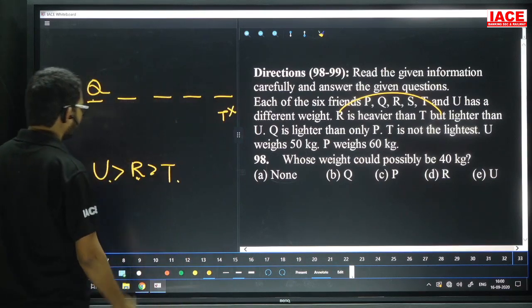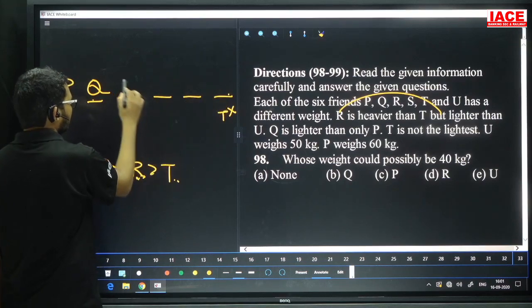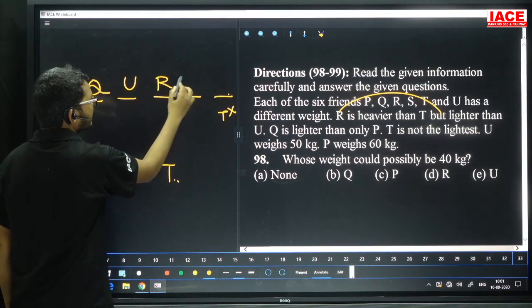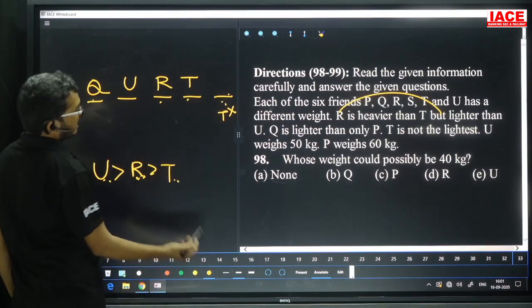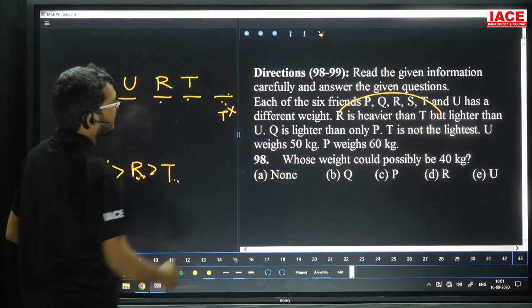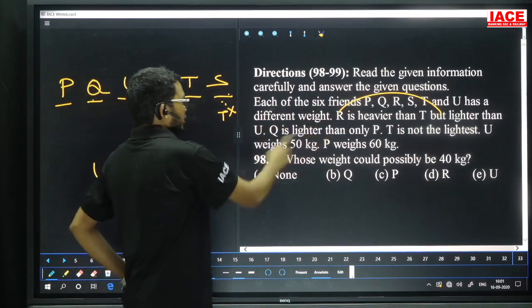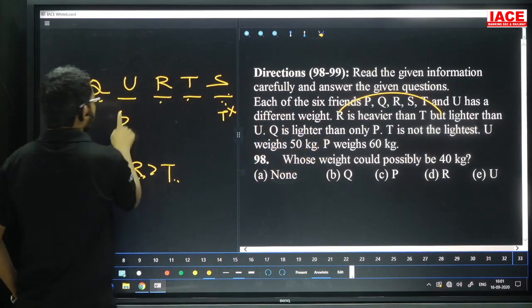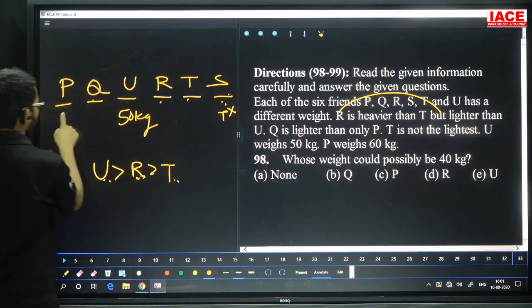Next, take this one. U greater than R greater than T. But here T has no chance to be heaviest. Now the remaining persons are P, Q, and S. Now U's weight is 50 kg. Next one. P's weight is 60 kg.